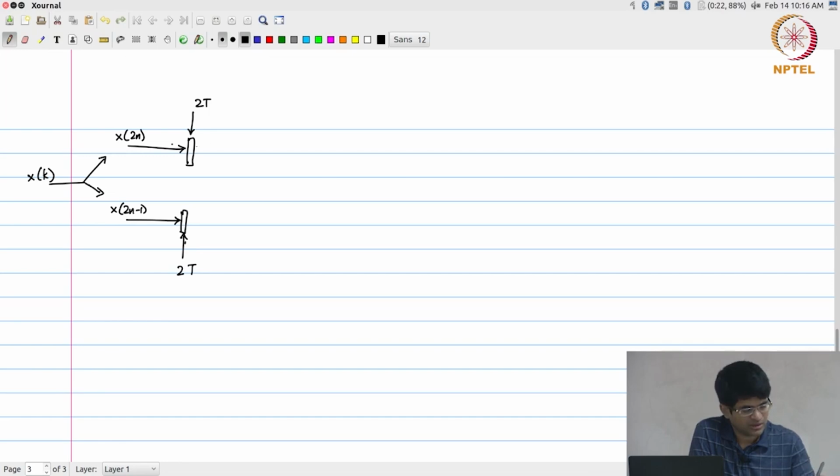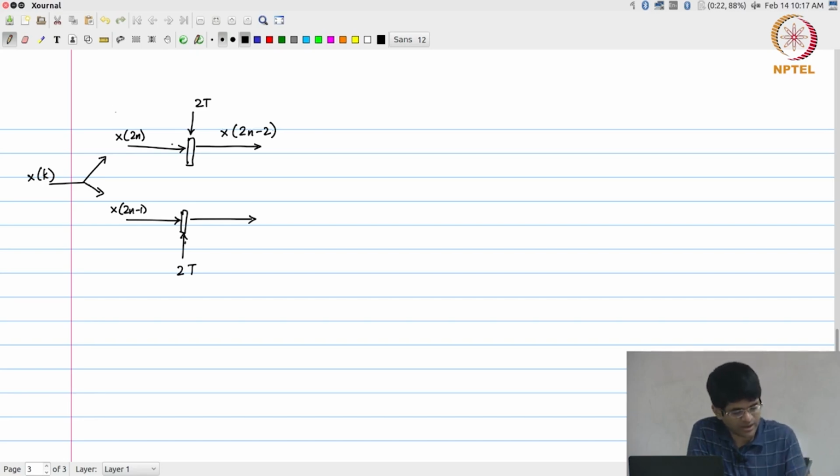Okay. And what that means is, what are the outputs of these registers going to look like? If x of 2n is being fed to the top register, what was it that appeared one clock cycle earlier at the input of it, and therefore is currently going to appear at the output of that register? X of 2 into n minus 1, or x of 2n minus 2. Okay. So, what you are going to see over here is x of 2n minus 2, not 2n minus 1, because only even numbered values are going here.